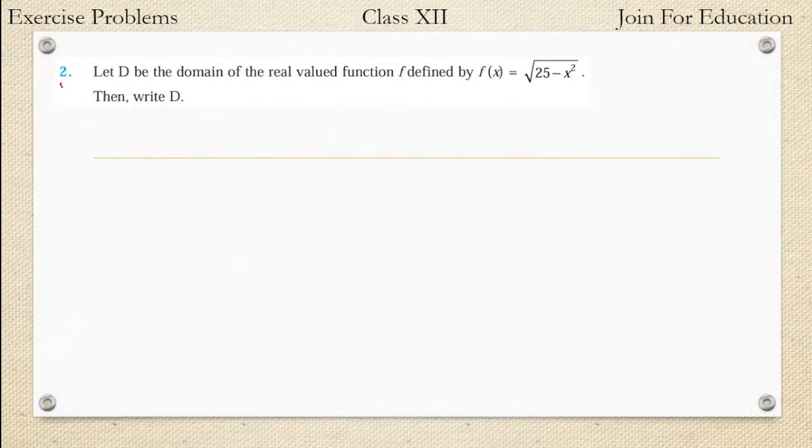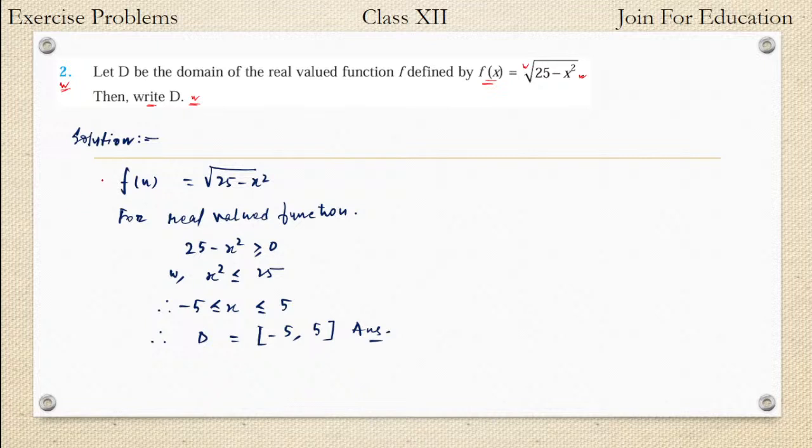This is the second question. Let D be the domain of the real valued function f defined by f(x) equal to the square root of 25 minus x square, then write D. It means that this question asks us what the domain is. Let's see the solution of this question.